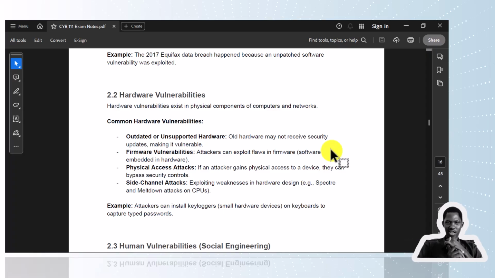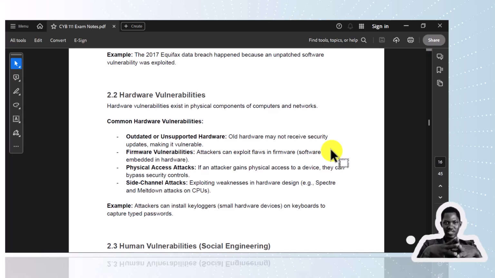Physical access attack. This is straightforward. If an attacker gains physical access to a device, they can bypass security controls. So you can see that's another thing. If an attacker can steal your system, they have physical access to your device now. They don't have to start trying to get you through some other attack. You have physical access, so they can bypass a lot of security controls. So that's another hardware vulnerability.